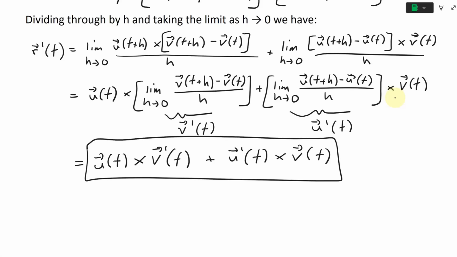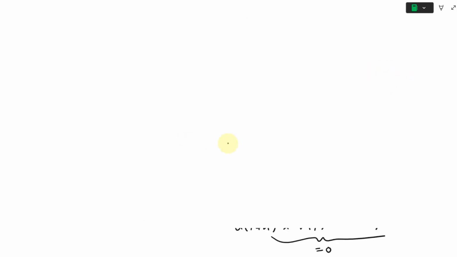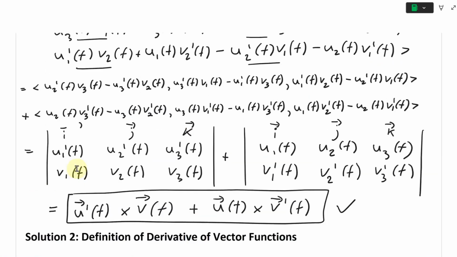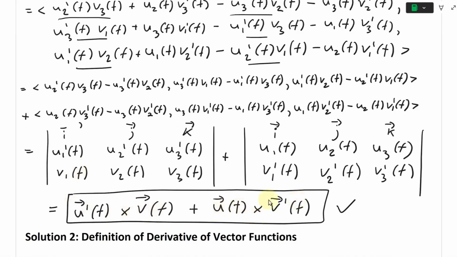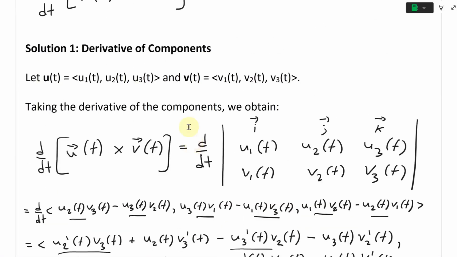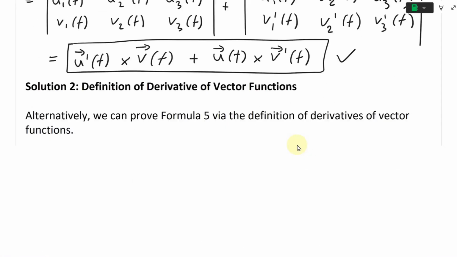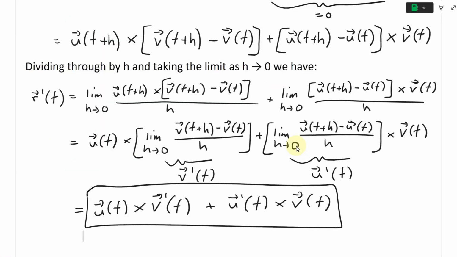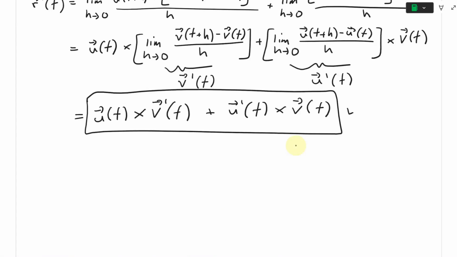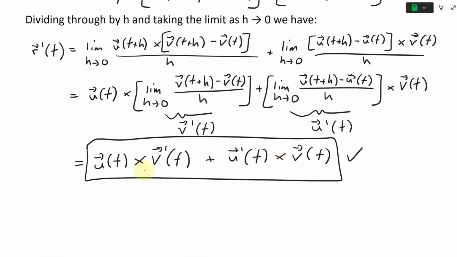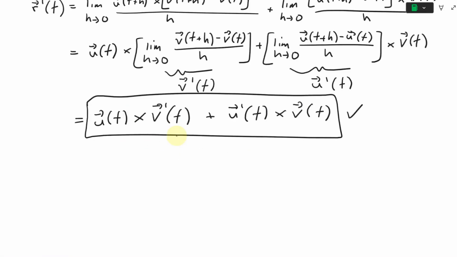This is exactly the same setup as going back up here. This is solution 1. It's the same thing. We just have this one in front there, we can just move it over to the other side. It doesn't matter. This is u prime of t cross v of t, and this one's u of t cross v prime of t. Exact same thing, and you could shift these around. Addition doesn't matter which way it is. So there it is, and this is quite fascinating stuff, again just using the definition of derivative of vector functions.